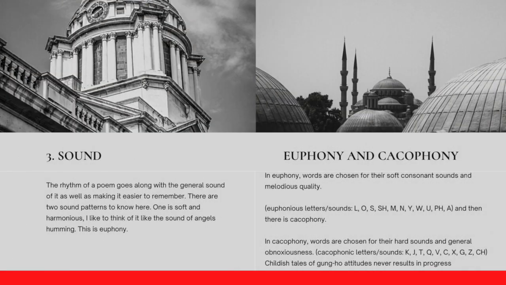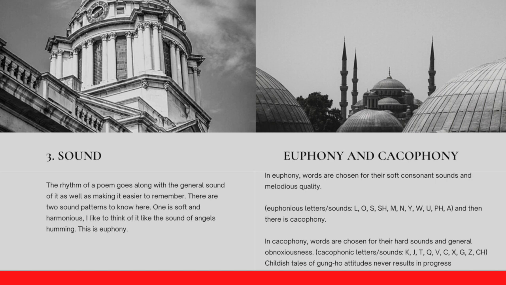Sound. The rhythm of a poem goes along with the general sound of it as well as making it easier to remember. There are 2 sound patterns to know here. One is soft and harmonious. I like to think of it like the sound of angels humming. This is euphony. In euphony, words are chosen for their soft consonant sounds and melodious quality. And here are examples of euphonic letters.